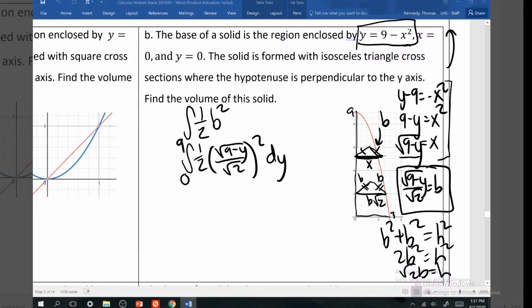Are the bounds 0 and 9 because you were using y instead? Exactly that, yes. So when I went to find the bounds, I needed to make sure they were y's because I was using y. And it all comes from this: which axis are you perpendicular to? And it's the y-axis.